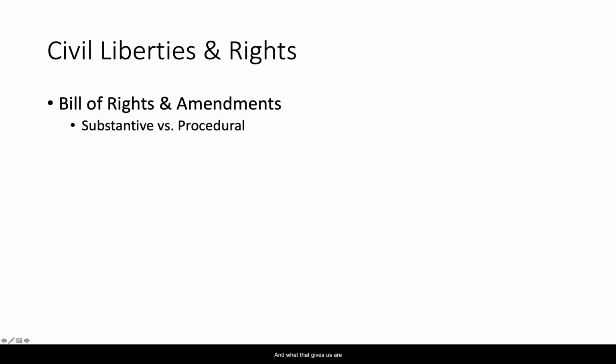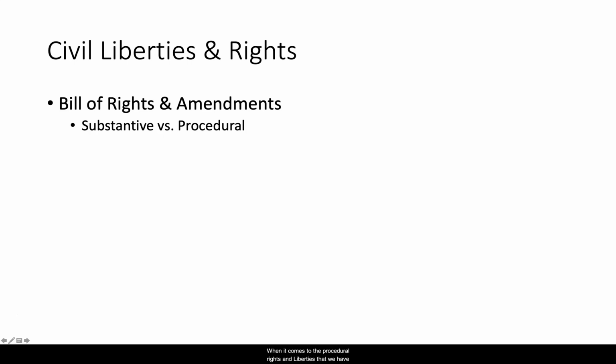And what that gives us are what we in political science call substantive versus procedural rights and liberties. Now, let me define for you what a substantive versus a procedural right or fundamental freedom is. A substantive fundamental freedom, or a substantive right or liberty, is what the government can, but more importantly, cannot do. This is where we tell the government, you cannot do certain things.